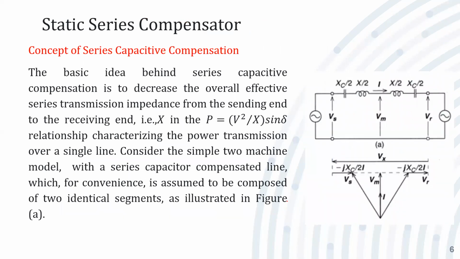This is the static series compensator. So what is the static series compensator? First of all, we have the line without compensation. This is the sending end, the reactance of the transmission line, and this is the receiving end. So sending end VS, receiving end VR, and the reactance of the transmission line is X. From this, the power transmitted P, if suppose the voltages Vs and Vr are the same in magnitude, Vs and Vr equal to V, we can write V squared upon X into sine delta.